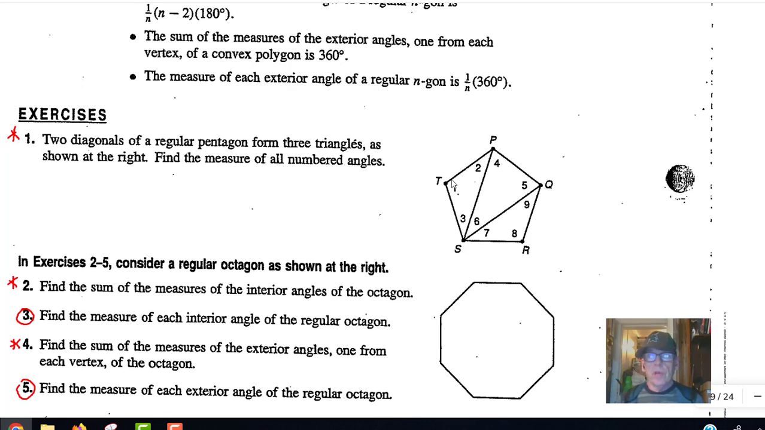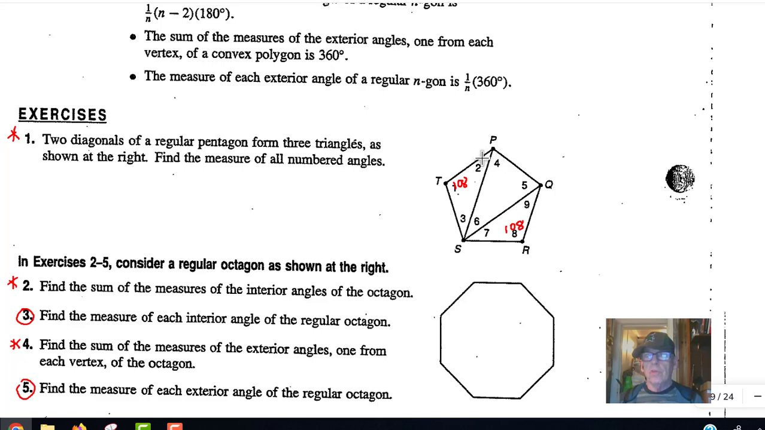Find the measure of all numbered angles. All of these angles have to add up to be 360. But it's a regular pentagon. Now, a regular pentagon means that each one of these angles is congruent. You've got 5 equal angles. So, kind of as a clue to start with, angle 8 is going to be 108 degrees. Angle 1 is going to be 108 degrees.